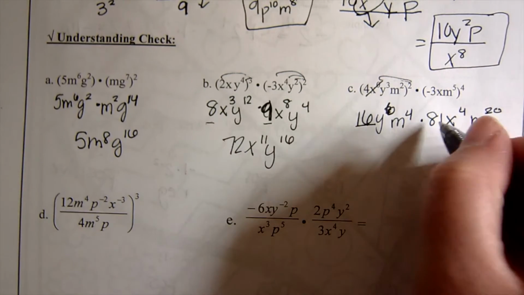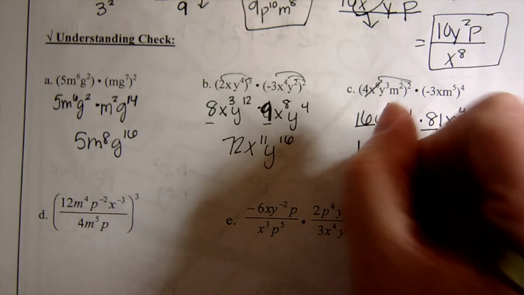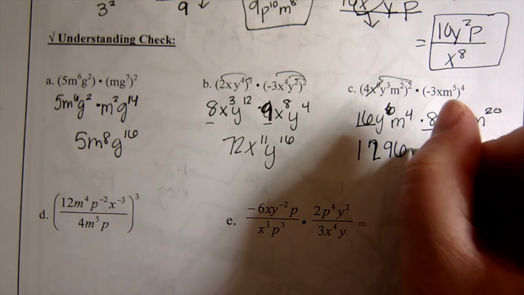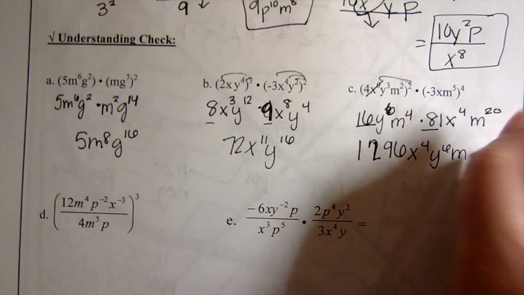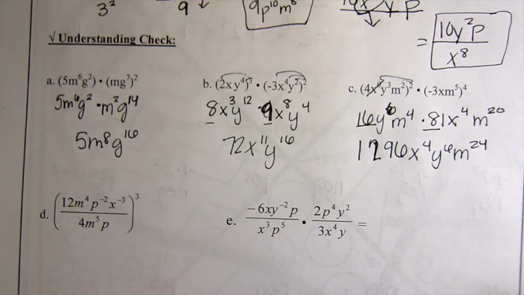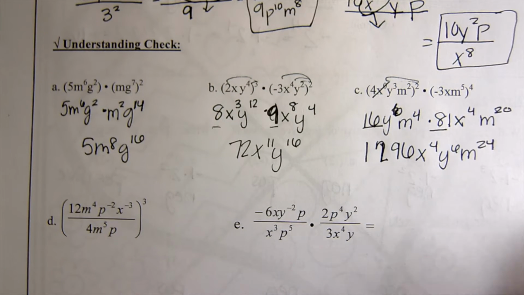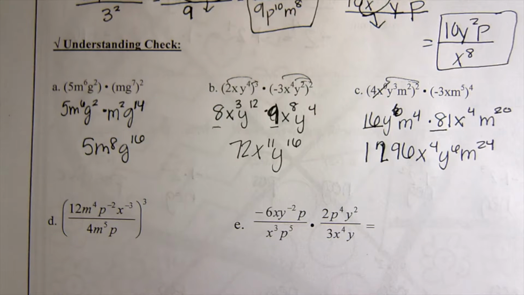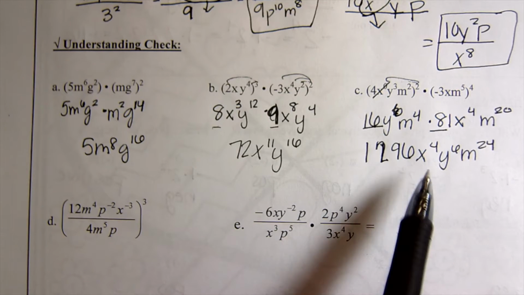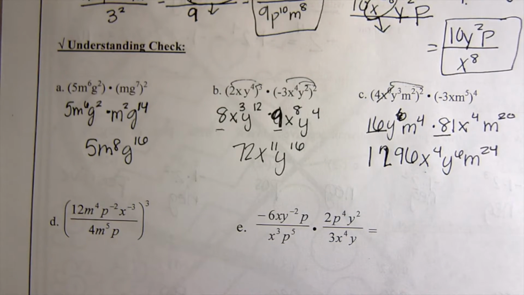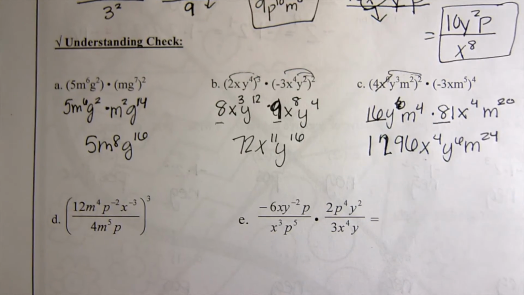So combined, do y'all know what 16 times 81 is? 1,296. How do you get 97? So 1,296, x to the 4th, y to the 6th, m to the 24th. I thought you add them. There's a multiplication sign. Miss Landry, does it matter what order you put the exponents in? No, it doesn't matter. Most people put them in alphabetical order, but it doesn't really matter.